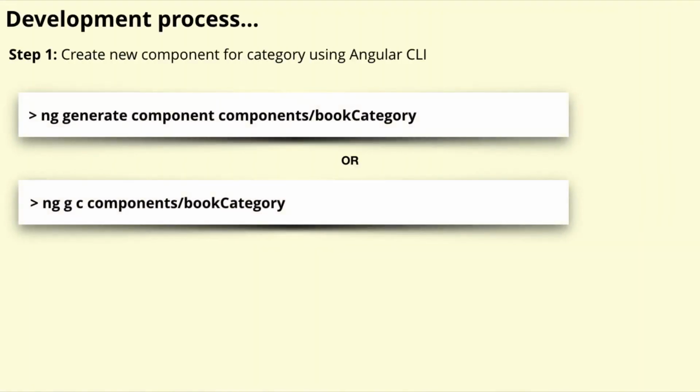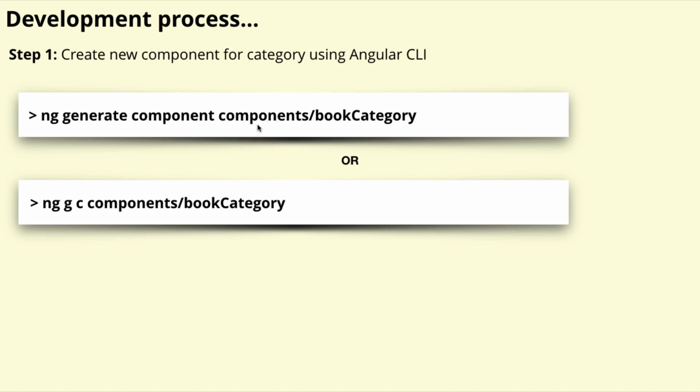Let's look at the development process. So the first step is to create a new component for book category using Angular CLI. And here is a command for that: ng generate component and the component name.